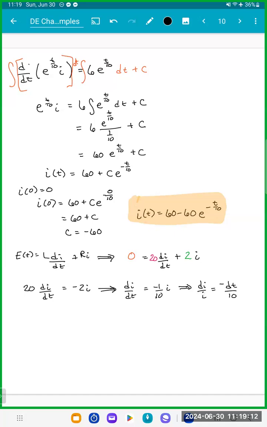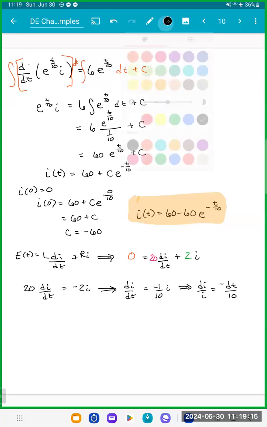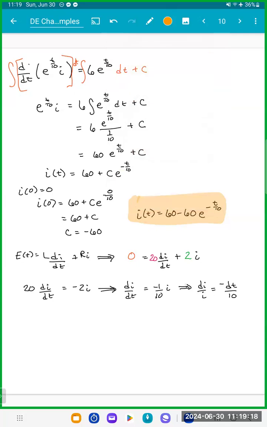Okay. So we want to integrate both sides like we did on previous ones. So when we integrate both sides, that's going to then give us ln of I is equal to negative t over 10 plus c. So I is equal to e to the negative t over 10 plus c. So I of t is equal to c e to the negative t over 10, I mean 10, not t.